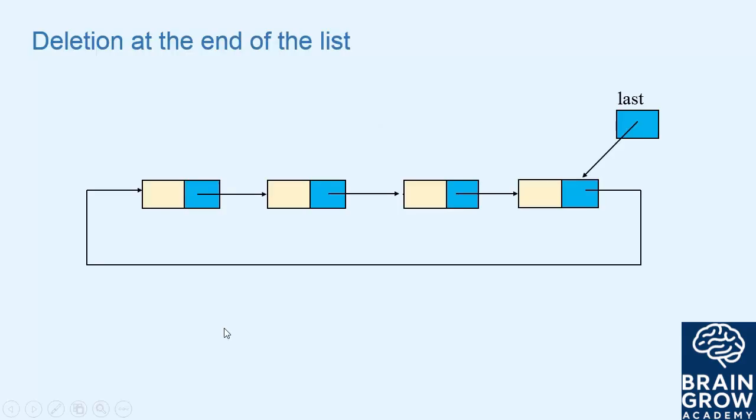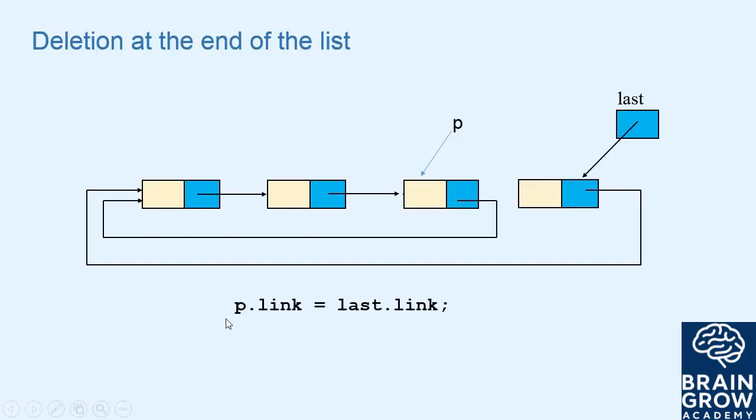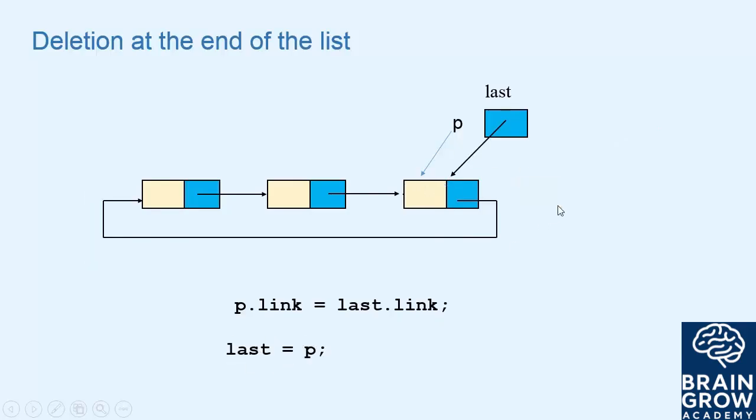Now, let's see how we can delete the last node of the list. For this, we need reference to predecessor of the last node. Now this will become the last node, so its link should refer to this first node. So we write p link is equal to last link. Now this becomes the last node, so last should refer to this node. So we update last and make it refer to this node. So now this node is removed from the list. This is how we can delete a node at the end of the list.